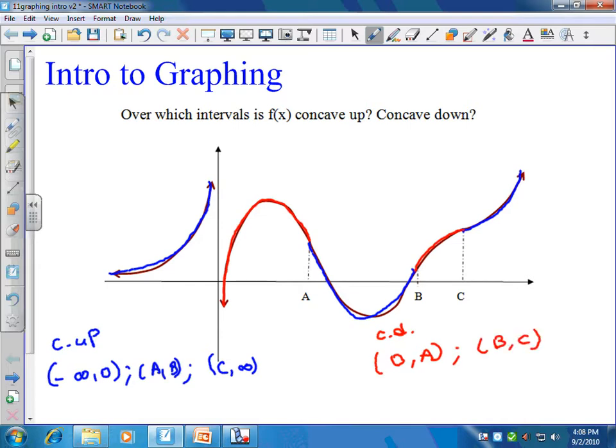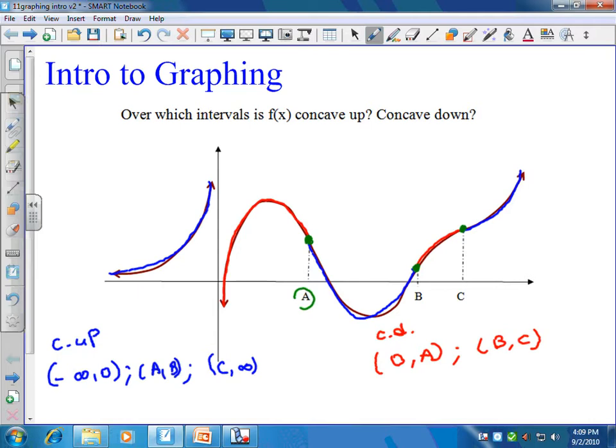Now if I ask you, where did this function change its concavity? You could say at the point A, concavity changed. Basically right here, whatever the function f of x value is there. At the point where x equals B, concavity changed, and x equals C is another point where concavity changed. We call those points inflection points. So those are very important points along the graph, and calculus will help us locate them so that graphing the function will be easier.